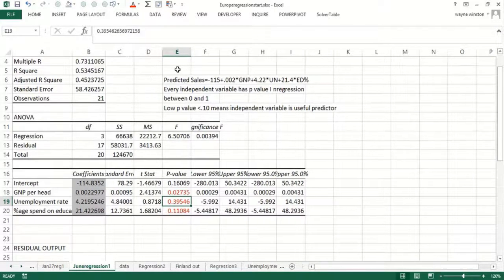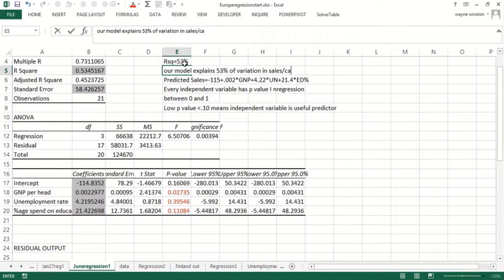Okay, now how good is the fit of our regression equation? There's two measures here, R squared and standard error. So what do those mean? The R squared is 53%. Our model explains 53% of variation in, let's just call it, sales per capita for computers. 47% is not explained. How accurate is the model? This is the really important number. 58 is the standard error.